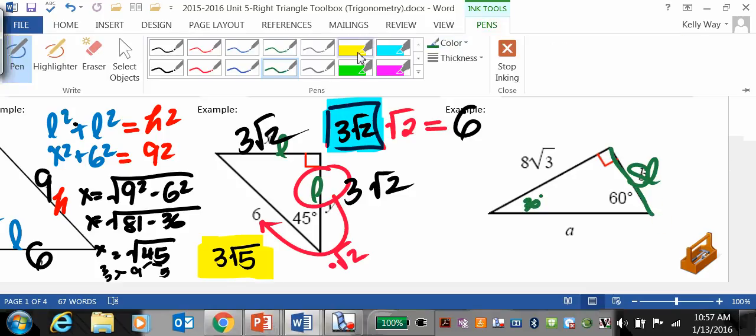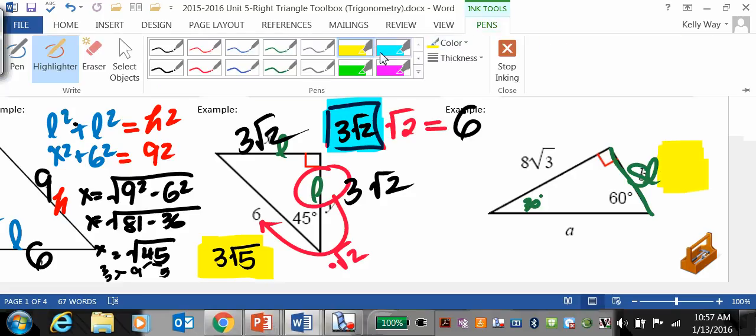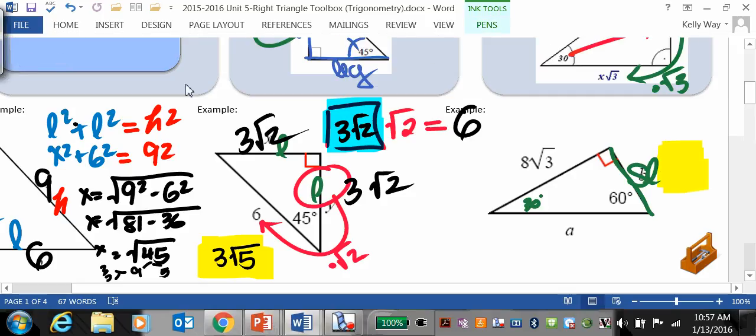So do this. We don't have that. So put a box there. We don't have it. It's going to go like this. Ready? Short leg times 2 gets us to the hypo. Short leg times root 3 gets us the long leg. Go just like that.